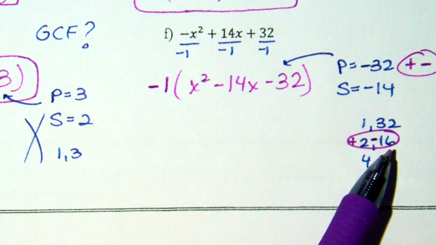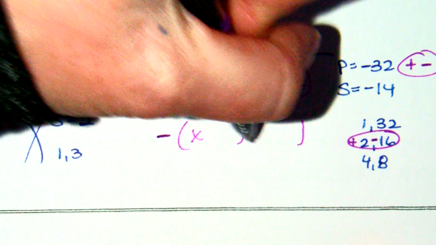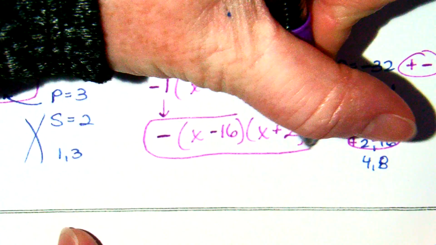So, when I factor this, first of all, what goes out front? Negative 1. How else could I write that negative 1? You could write a negative. Then we have 2 parentheses. X squared is x and x. One of your parentheses is x plus 2, x minus 16. And don't forget there should be a negative or a negative 1 value out front.